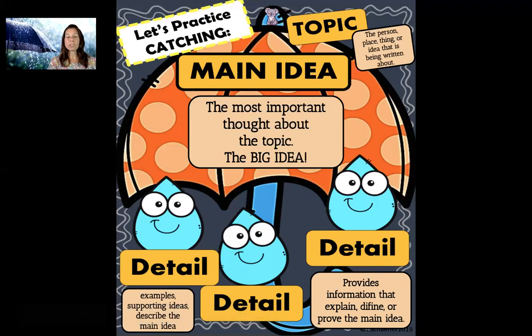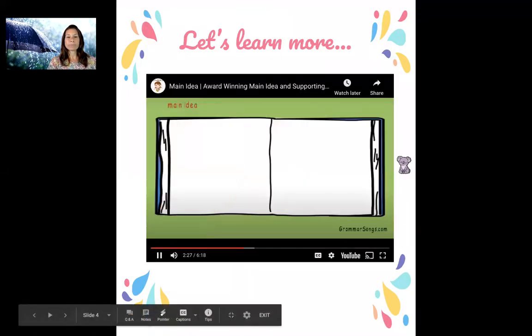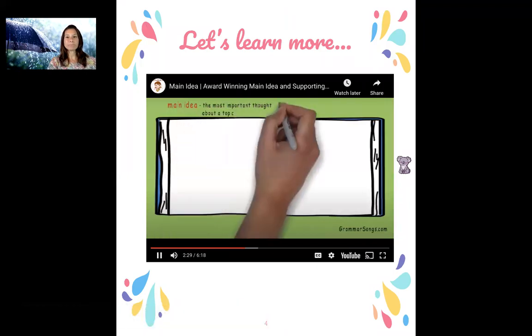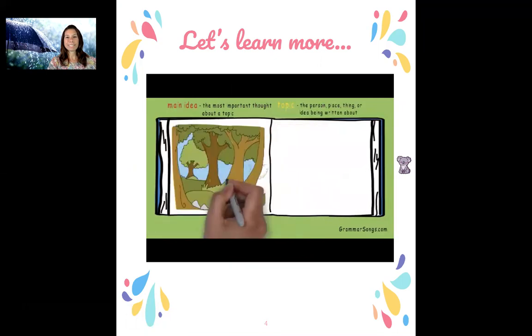Okay, let's learn a little bit more about main idea, topic, and details. Remember, the main idea is the most important thought about a topic, and the topic is the person, place, thing, or idea being written about.